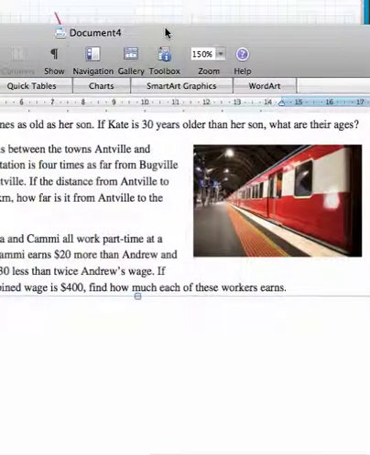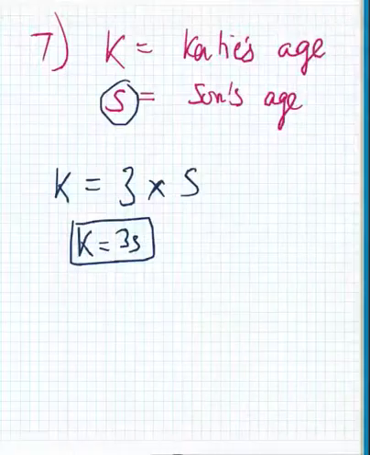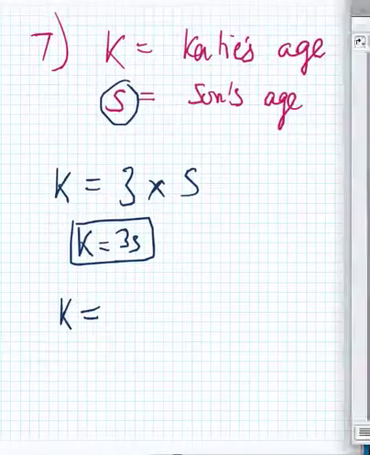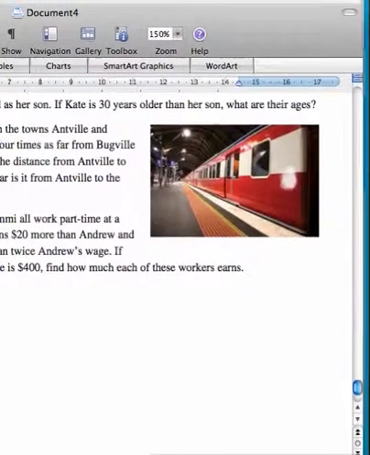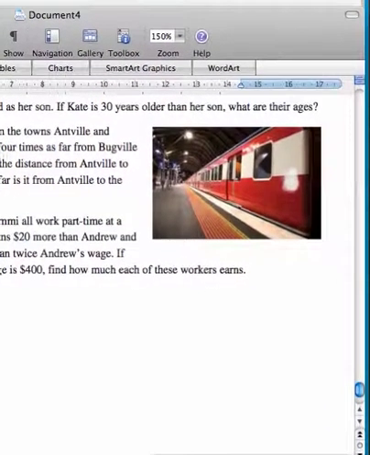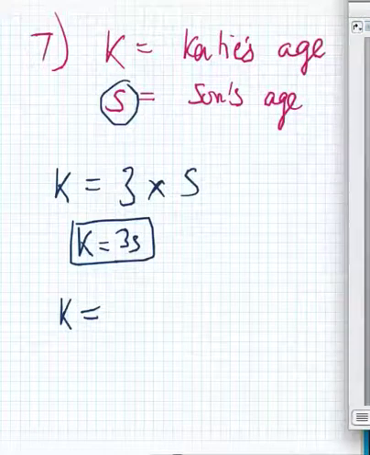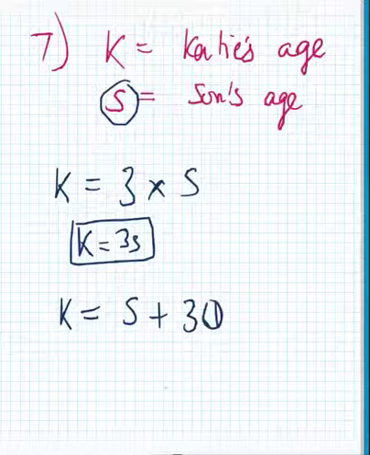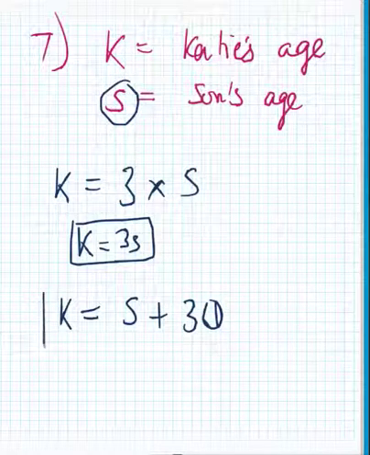Next part, if Kate is 30 years older than her son, what equation can you write here? Okay, so once again, Kate is 30 years older than who? Her son. What comes first, the 30 or her son's age? Her son. So we don't know her son's age, so S comes first, and she is 30 years older than his age. And that's our second equation.